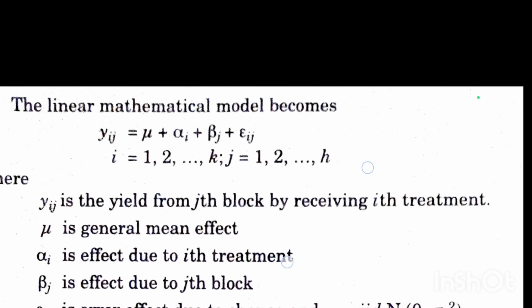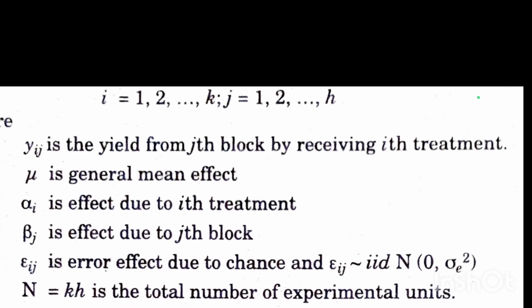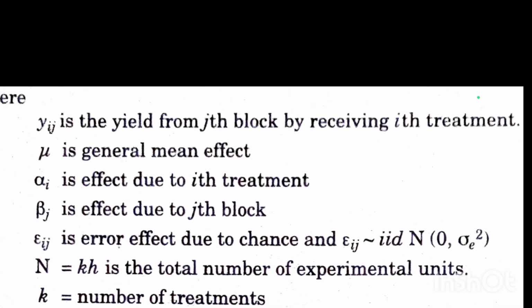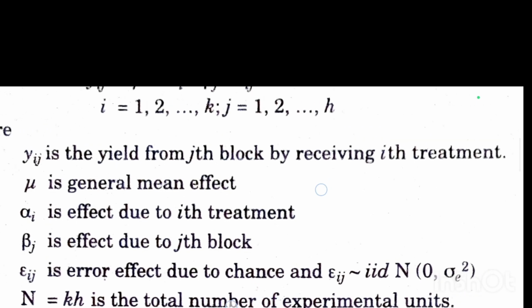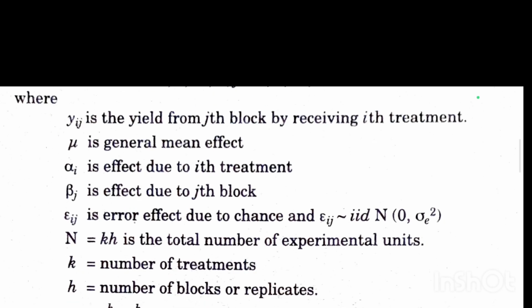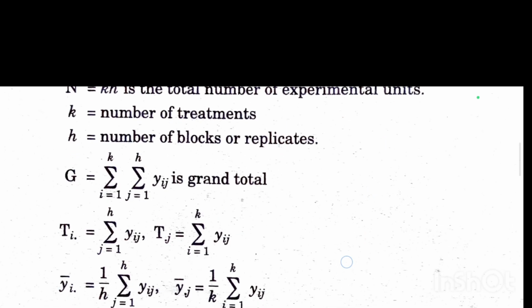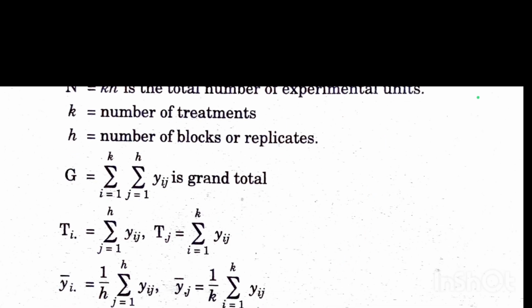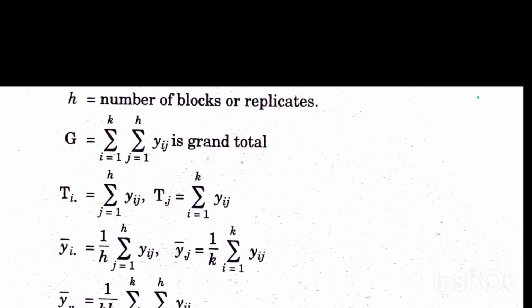Here they are considering j values from 1 to h. Capital N equals n into k. Mu is the general mean effect, alpha i is the effect due to the ith treatment, beta j is the effect due to the jth block. Similarly, epsilon ij is the error term. Here G is the grand total, Ti dot is the total due to the ith treatment, y bar i dot is the mean due to the ith treatment, and y bar double dot is the general mean.